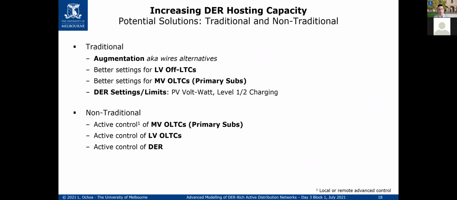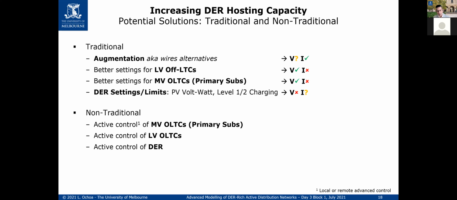Now, the thing is that, unfortunately, when you look at these solutions, they do not necessarily solve all the problems, right? So there's no single solution. What you are going to have is the augmentation. It will solve current problems, meaning the congestion problems, because of course it's a bigger asset. But voltage problems, not necessarily.